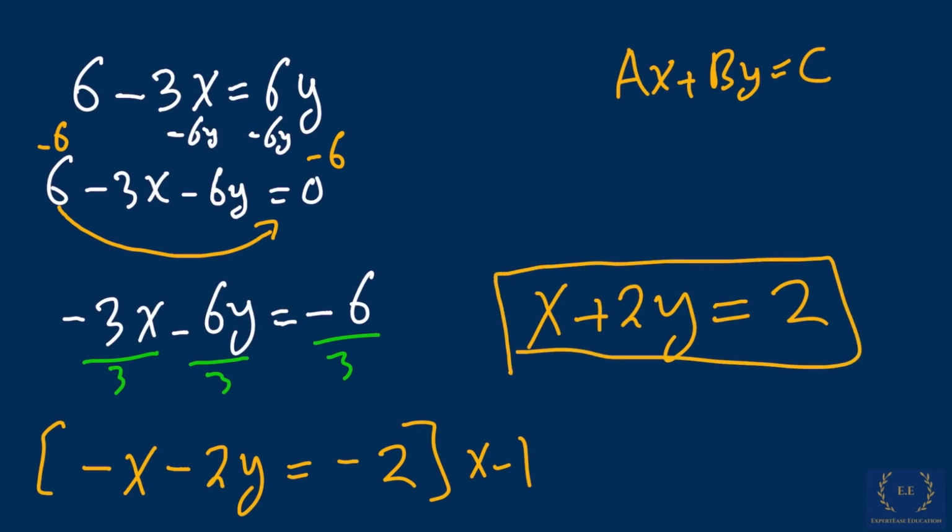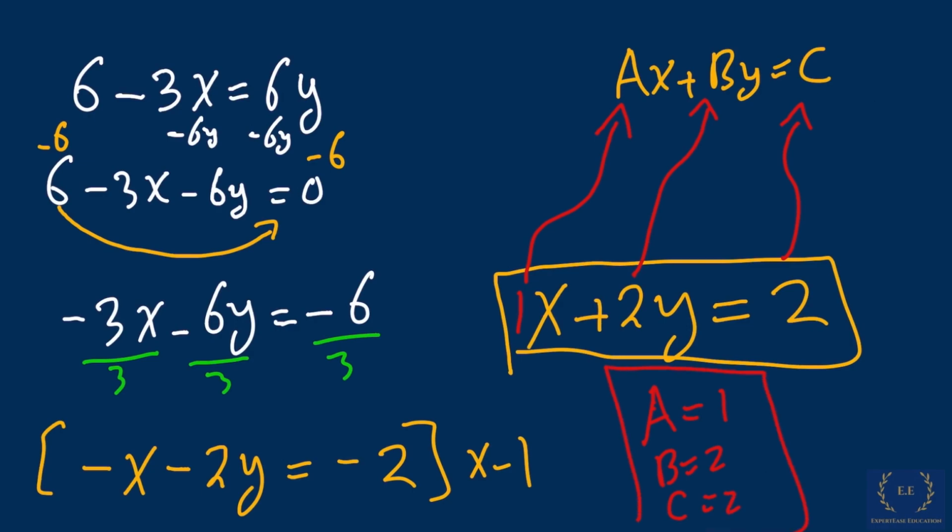Look over here. Now I have nothing over here, so this is basically 1, which is my A. I have 2, which is my B, and 2, which is my C. So this is the perfect standard form. Don't forget to write the answer. A equals 1, B equals 2, and C equals 2 as well. So this is mainly it.